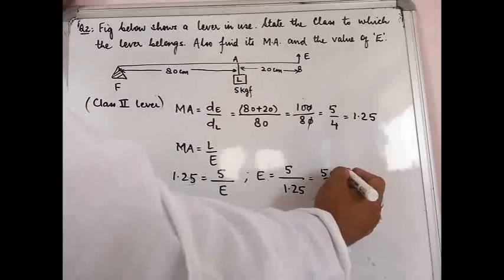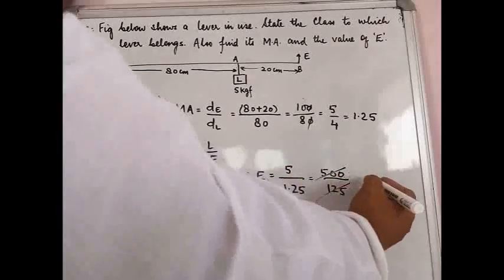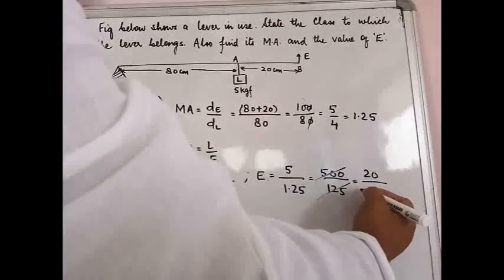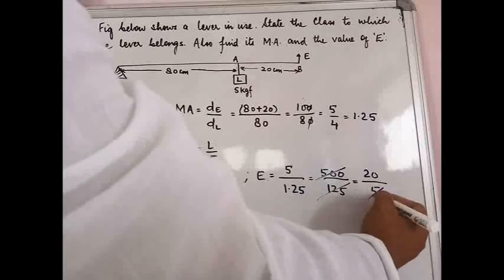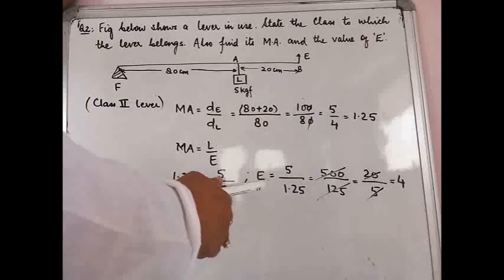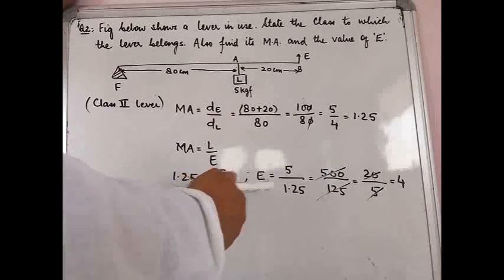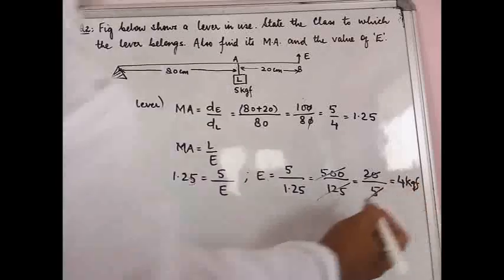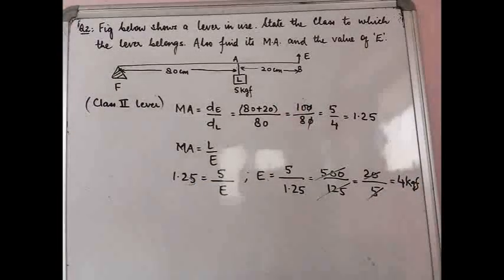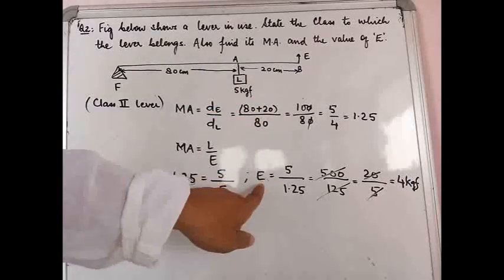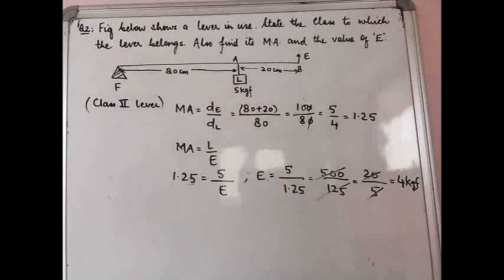This you can cancel with the 25 itself. So 25 2s are 50 and then 0, equal to 25 5s are... okay, so 5 4s are 20. Now this is the value of effort, so it will have a unit and the unit will be kgf. It will not be newtons, it will be kgf because we used the load also in kgf. So the value of the effort also will come out in kgf.